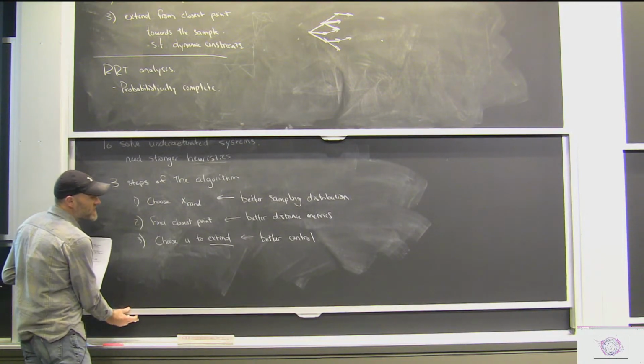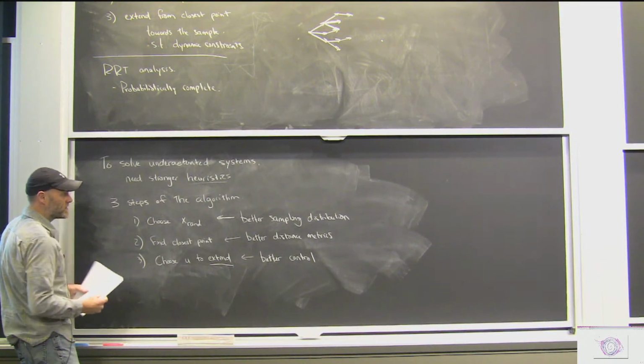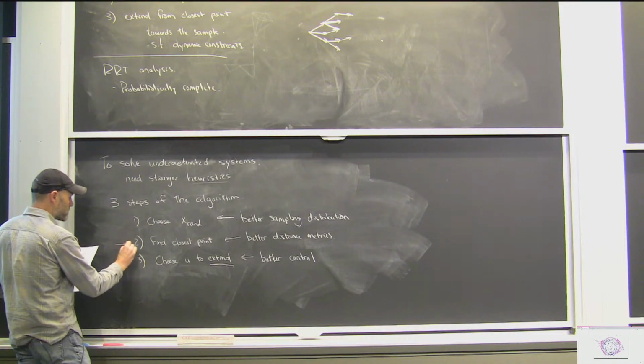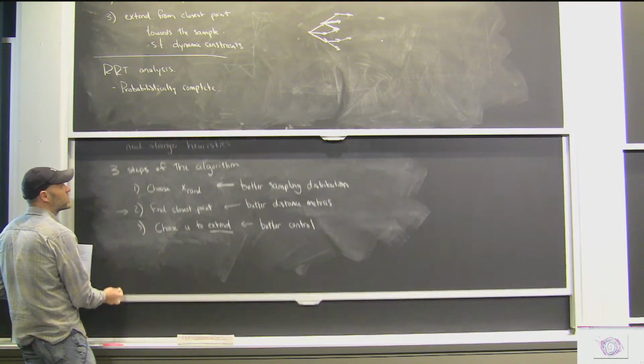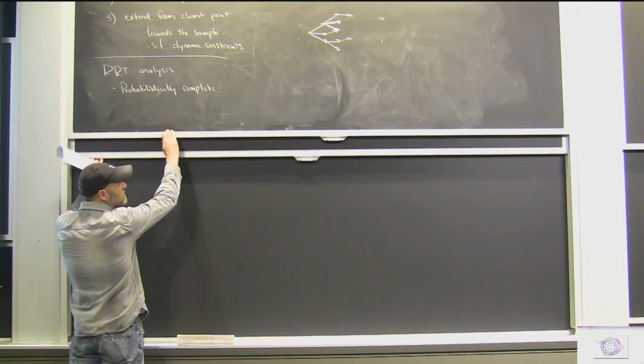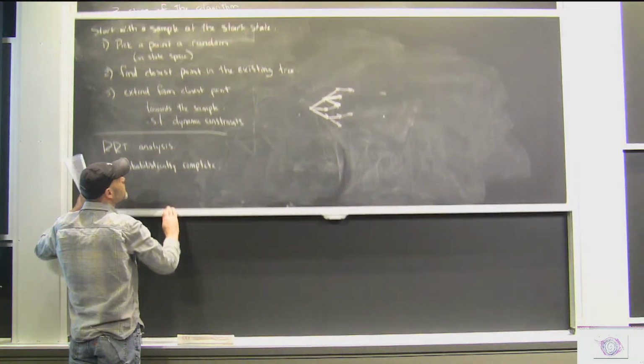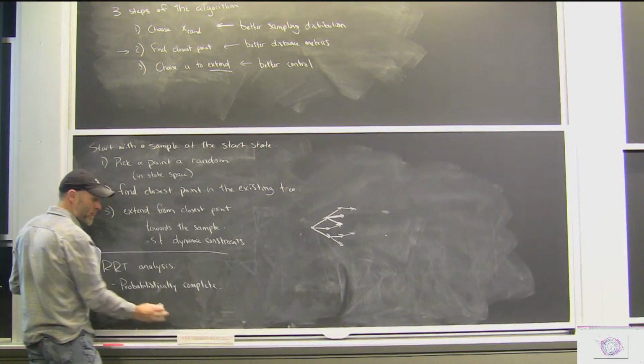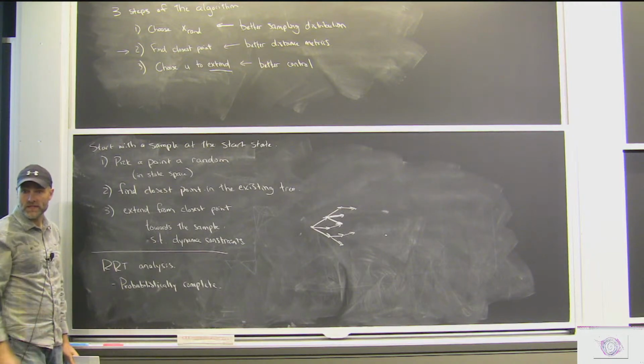All right, so let's think a little bit about what makes sense. I'm going to do the distance metric first, okay? What makes sense as a distance metric for an underactuated system? Is the basic setup clear? Yeah.